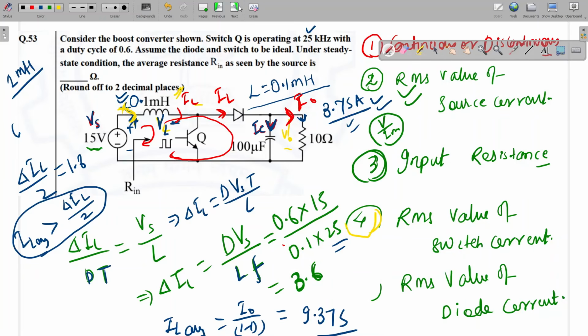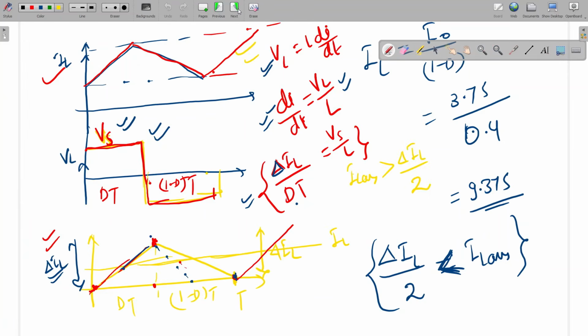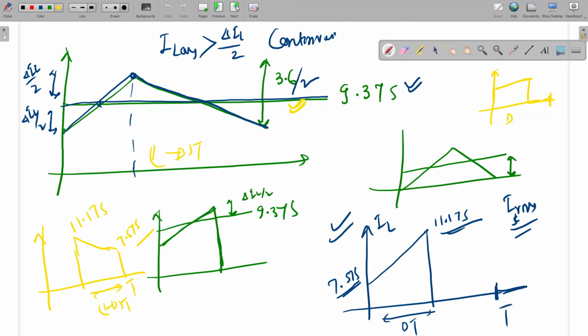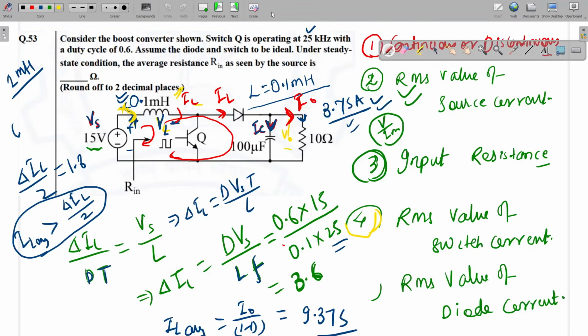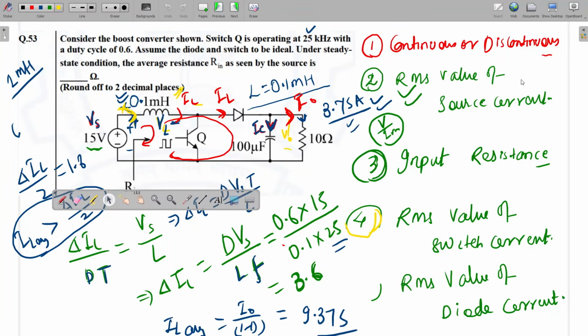Does anyone have any doubt in this question? Otherwise, we can close the session. Can anyone ask? I have already given the hint of what we have to calculate. You can take a screenshot of this question and try it on your own. We have to find continuous and discontinuous conduction values, the RMS value of the source current, and the input resistance. And the RMS value of the switch current.